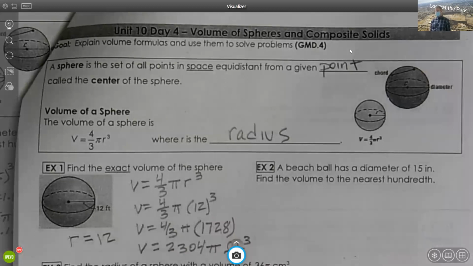If you had a 12-foot radius, that'd be a pretty big sphere. I think it'd be a little too big for a beach ball.